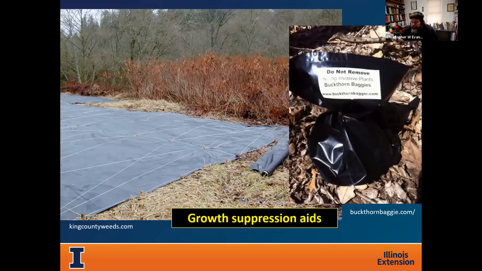Moving up, there's some growth suppression aids. These are smotherers, you can think of them. Some like using heavy duty weed mat, like we see here on knotweed, or buckthorn baggies to put over stumps to prevent or smother out the sprouts as they come back. There's several other kinds of these, but basically, again, you're putting something on the ground or on the plants to try to kill them that way.